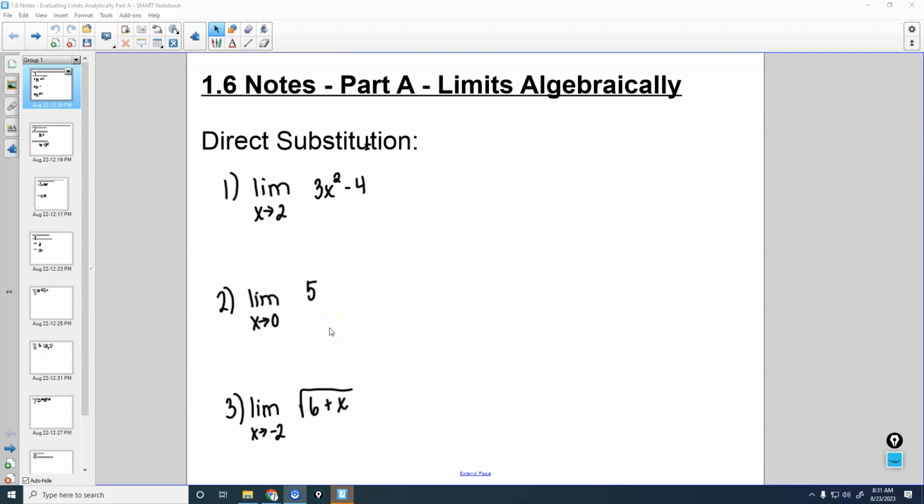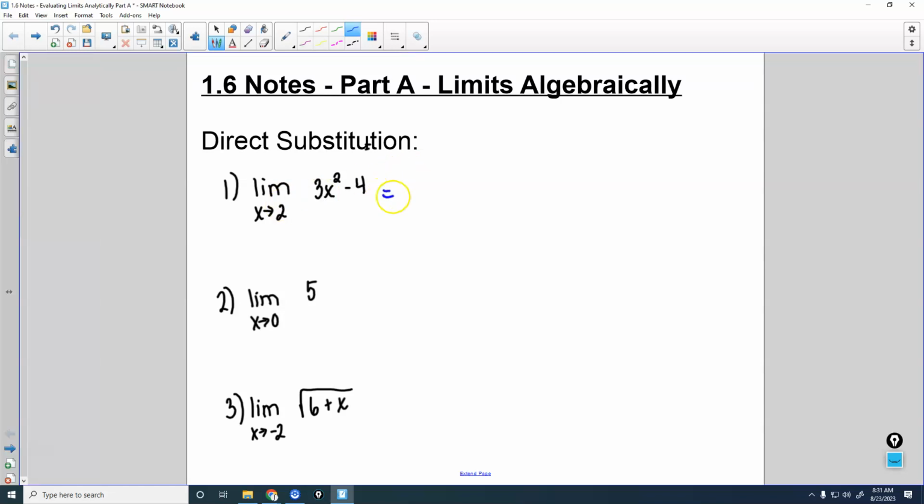Limit algebraically. And there is going to be a super easy way for some problems. Okay? So if you can plug the number in for x and it gives you a value, that's your answer. It's what we call direct substitution, and it's what you want to try first every time, right? So any limit, you want to try direct substitution first.